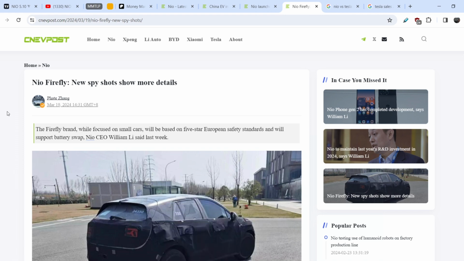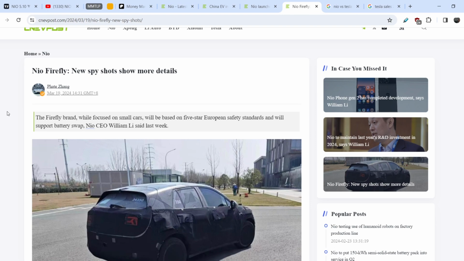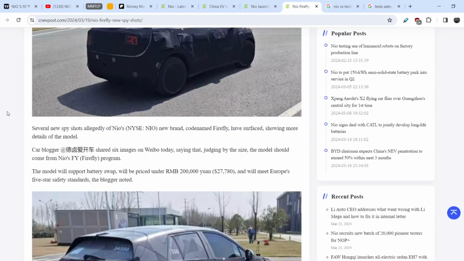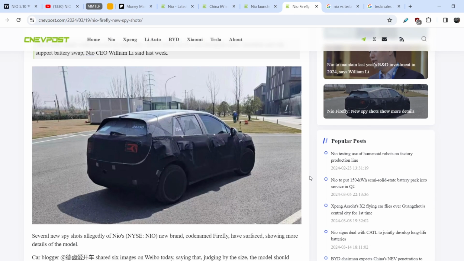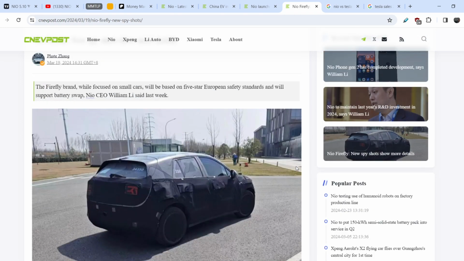first pictures of their sub brand, and it is a Firefly brand, and this vehicle should cost less than $27.7 thousand in Chinese market. And guys, you know that NIO just recently announced its first sub-brand Onvo, and this is the second sub-brand. And you can see that it has quite different approach to the market.